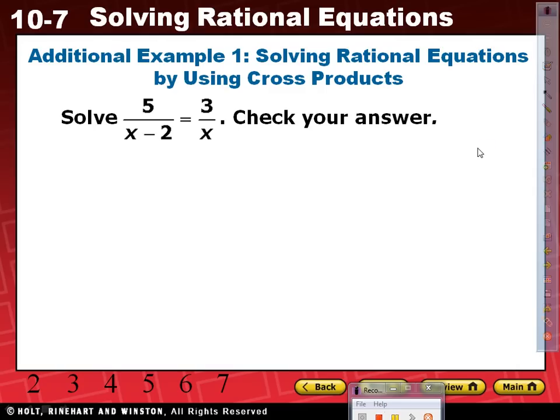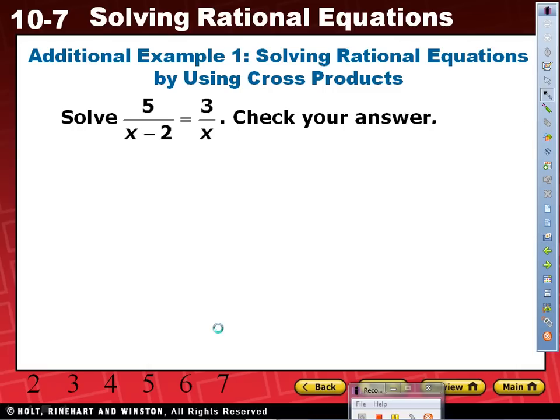Example 1. It says, solve 5 over x minus 2 equals 3 over x, and check your answer. So now, we already did these before. I already introduced you to these some time back so that you were ready for this lesson. Let me refresh your memory.